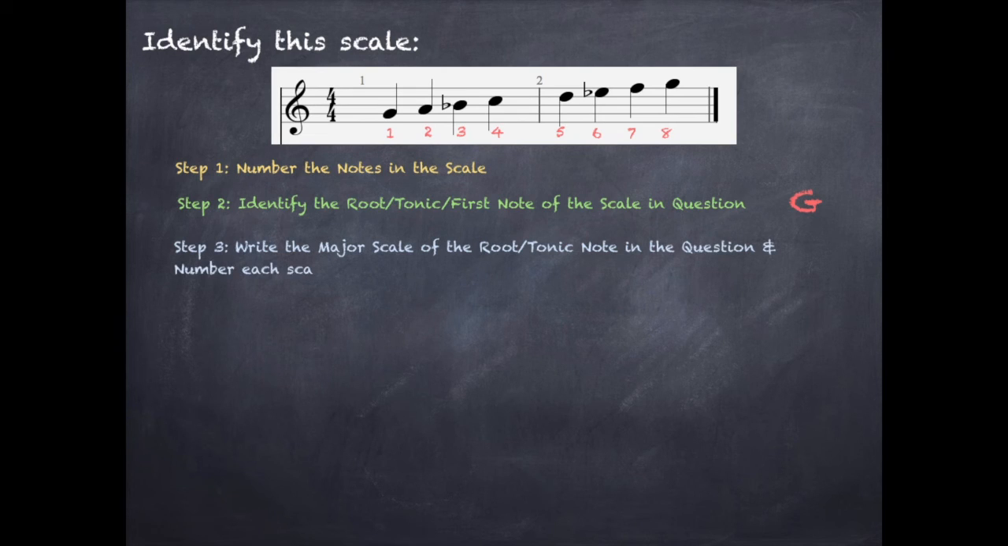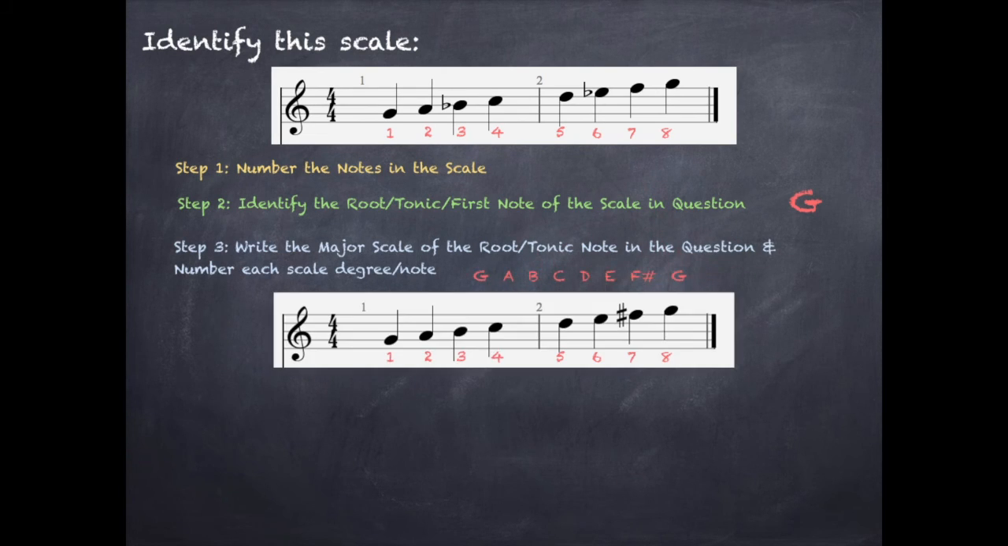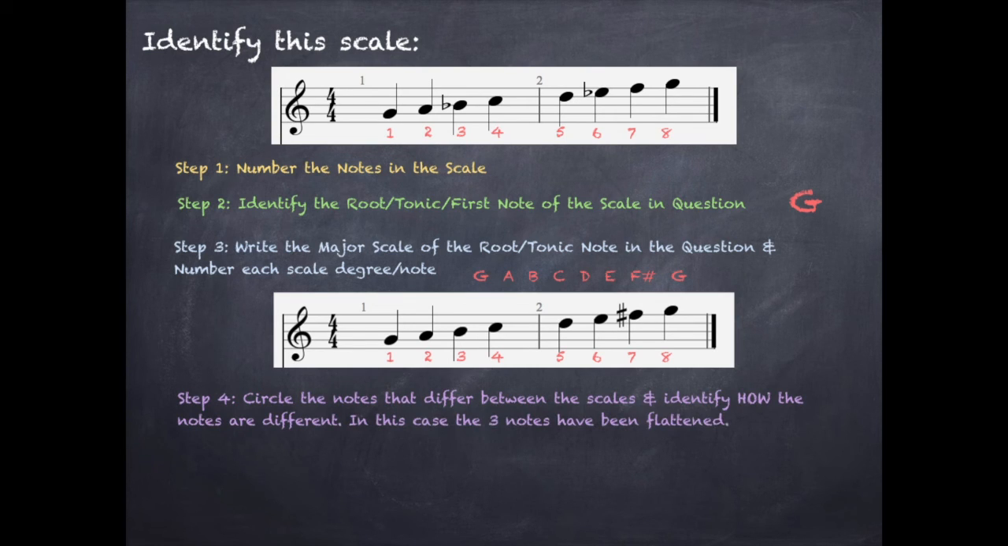Step 3, write the major scale of the root tonic note in question and number each scale degree. So here we write our G major scale and we number all the notes 1 through 8. Step 4, circle the notes that differ between the scales and identify how the notes are different. Between the G major scale and the G scale that the question is asking us to identify, we notice there are 3 notes that are different and they have all been flattened.